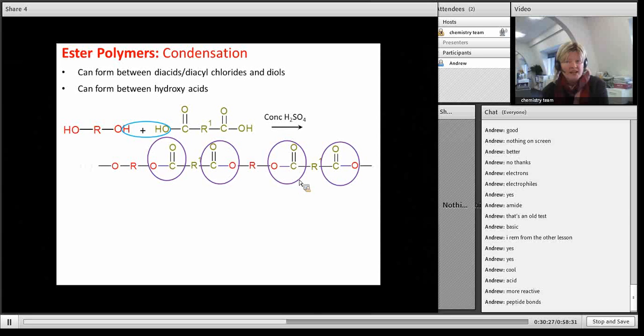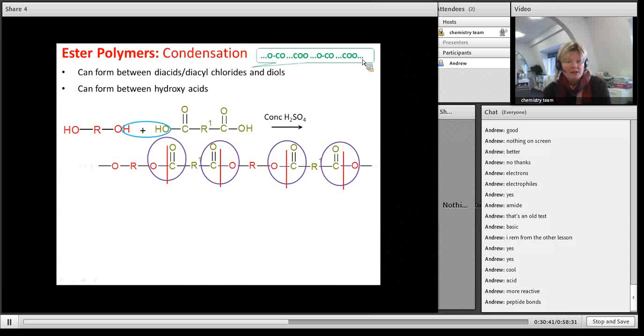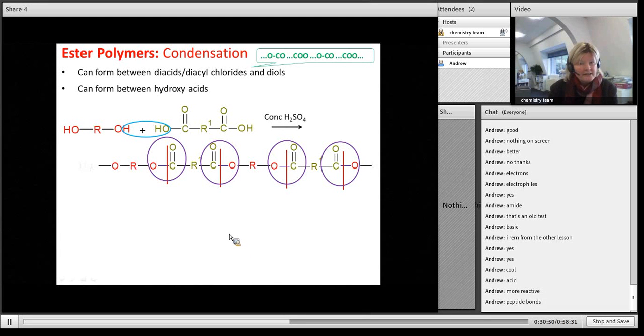And look at the order to see if you've got the first case or the second case, diacid or the hydroxy acid. So if I break that ester link, you can see my monomers. And can you see if I've got OCO, C double bond O, OCO, C double bond O, they're alternating. I hope that's sort of clear that they're alternating. That means we've got the first case, diacid with diol.